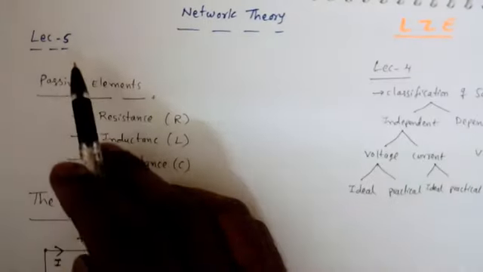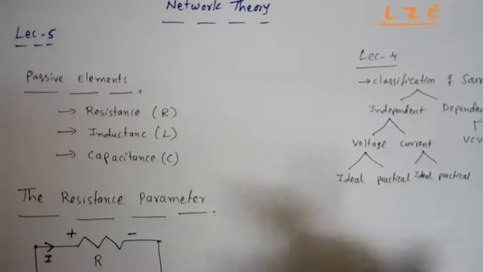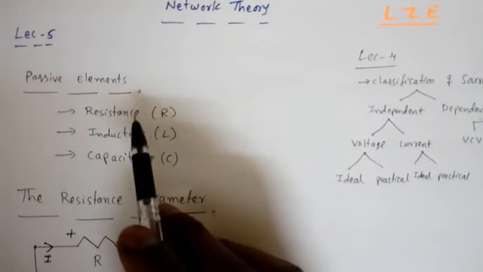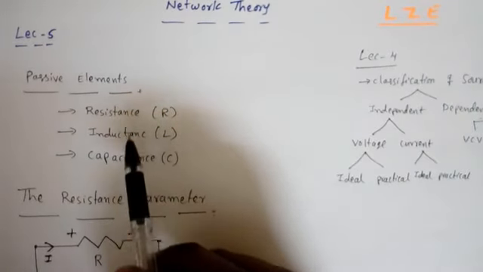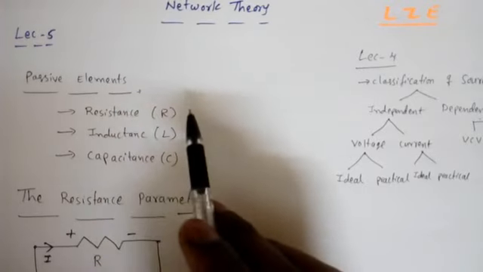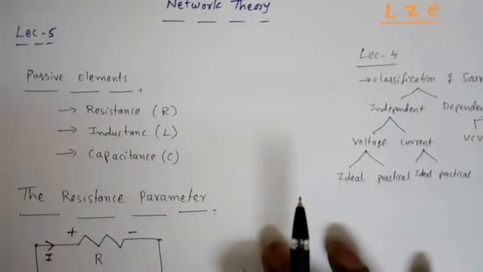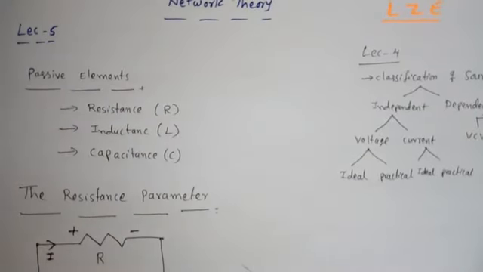This is lecture 5 in network theory. In this lecture we are going to discuss the passive elements, and analyze them in depth. When we are using the resistance, inductance and capacitance parameters, we need to discuss the behavior of these parameters.